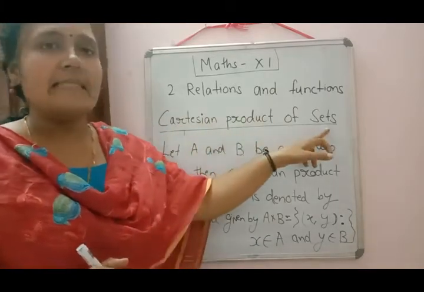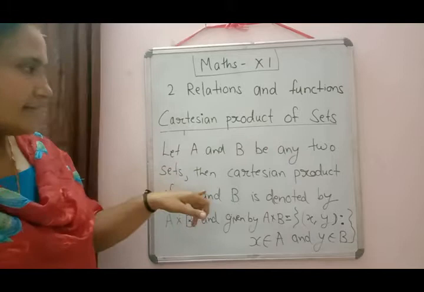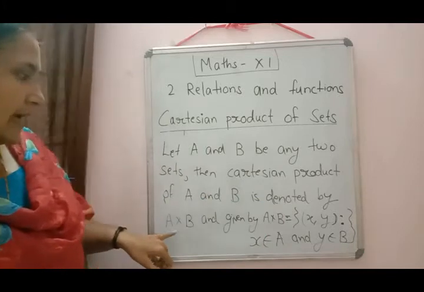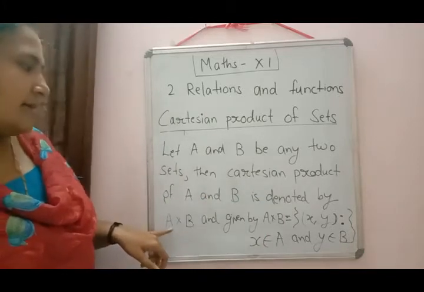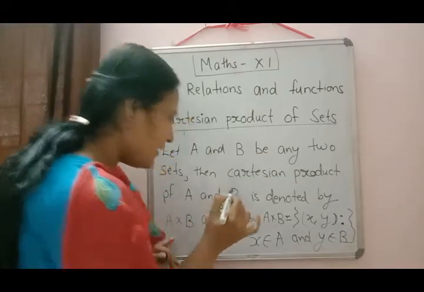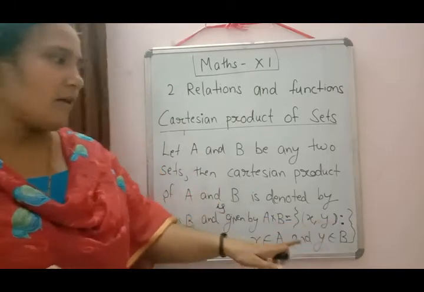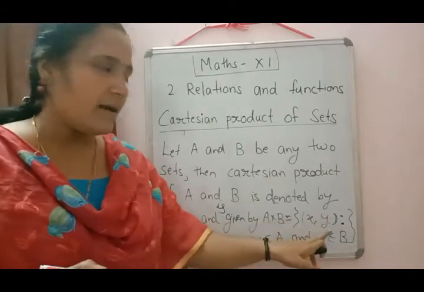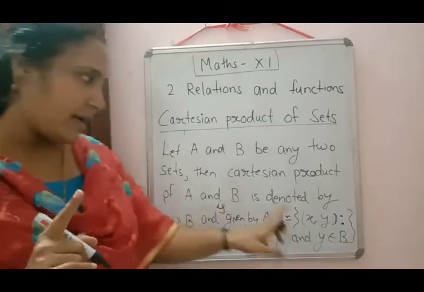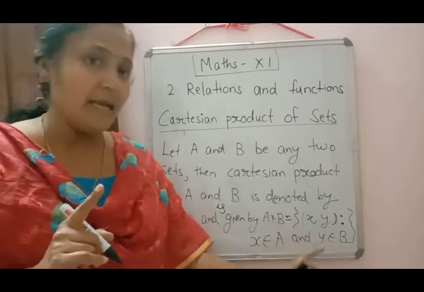Cartesian product of sets. Definition is, let A and B be any two sets, then the Cartesian product of A and B is denoted by A cross B and is given by A cross B is equal to set of all ordered pairs x comma y. When we are writing this pair, this pair itself denotes an element of the Cartesian product, where the first one belongs to the first set and the second element belongs to the second set.